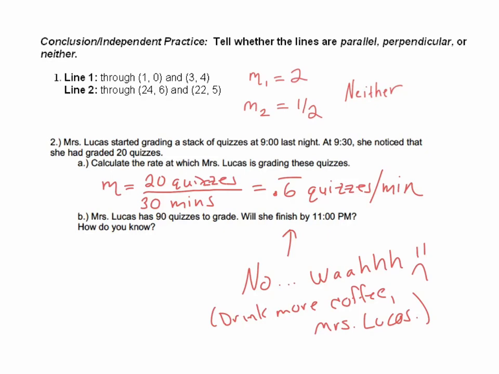Yeah. I actually did it a different way. I actually calculated the new slope. So 90 quizzes, and I had 120 minutes to get it done. That rate is 0.75 quizzes per minute. But I'm not grading that fast. I'm only currently grading at 0.6 quizzes per minute. So I need to step up my game. So I did 90 over 120, got 0.75 quizzes per minute, which means no. I'm too slow.